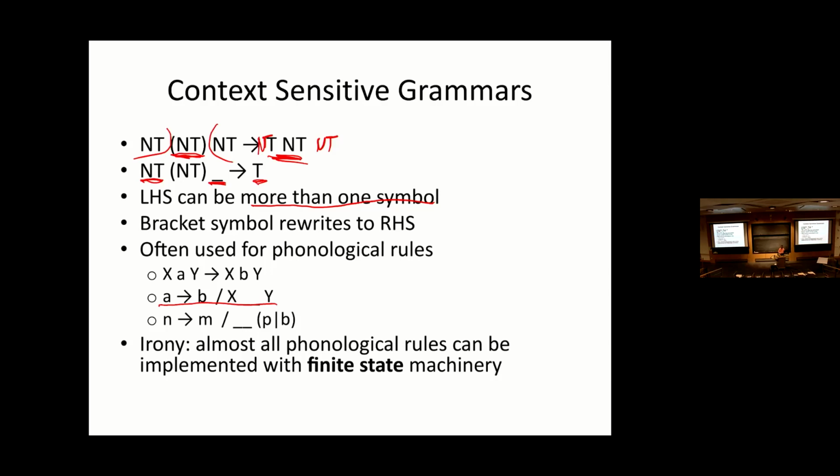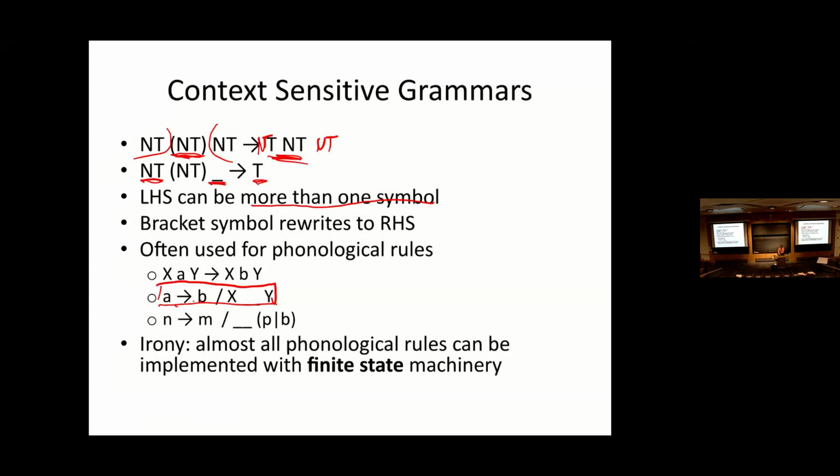Same thing. So we can have rules that say things like A is rewritten as B when it occurs, the slash here means in the context of, so when it occurs in the context after X and before Y. So for example, N is rewritten as M before P or B. So these are context-sensitive rules. The rewrite only occurs in a particular context, but you don't modify the context, you just modify the source to the target.